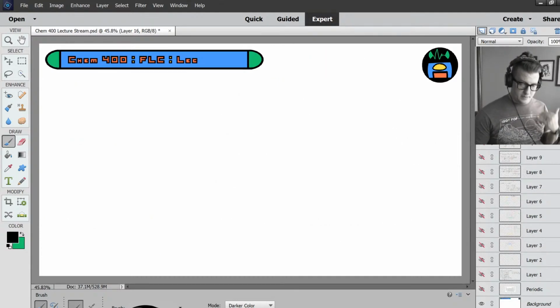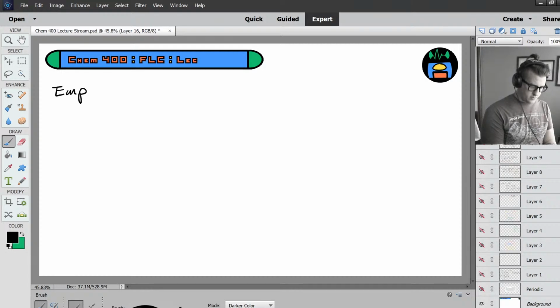Now, to give you an example of the three live, you've got the empirical formula, the molecular formula, and the structural.